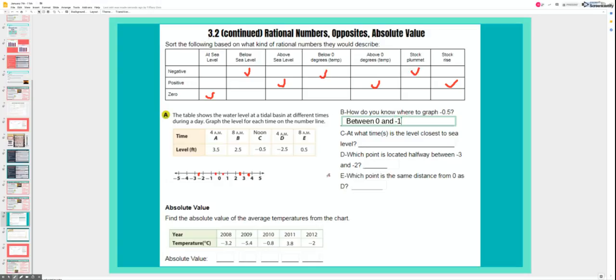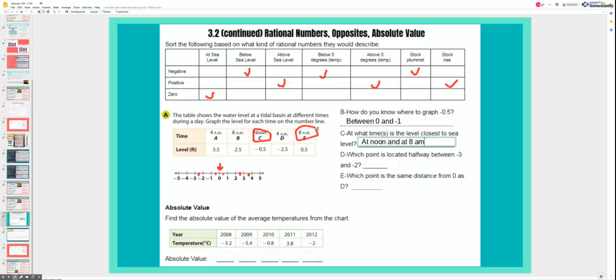At what time or times is the level closest to sea level? So sea level would be at 0. So look at 0 on your graph. And then which two dots are closest to it? It looks like there's two dots that are exactly the same distance at negative 1/2 and then positive 1/2. So if you look back in your chart, the negative 1/2 was at noon right here. And then the positive 1/2 was at 8 a.m. So it would be plural. At what times? There's two of them. So at noon and at 8 a.m. Sorry.